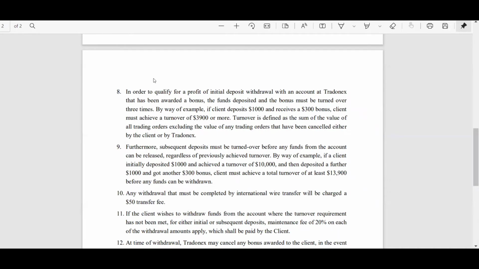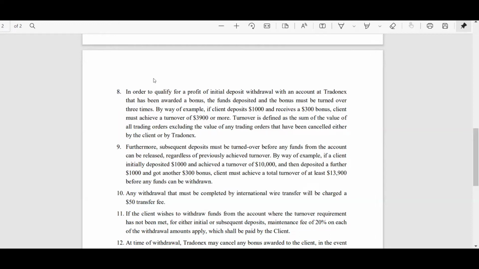It says, in order to qualify for a profit of initial deposit withdrawal with an account at Tradonex that has been awarded a bonus, the funds deposited and the bonus must be turned over 3 times. By way of example, if client deposits $1,000 and receives a $300 bonus, client must achieve a turnover of 3,900 or more. Turnover is defined as the sum of the value of all trading orders, excluding the value of any trading orders that have been canceled either by the client or by Tradonex.